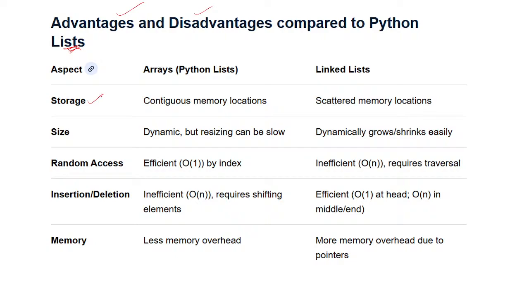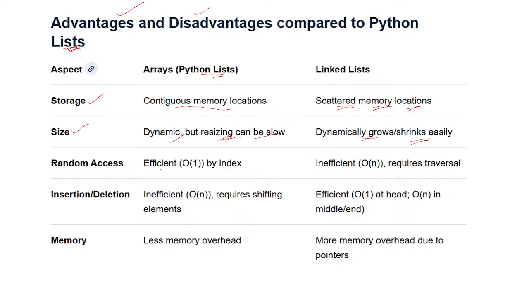First, in terms of storage, generally the Python list occupies contiguous memory locations, whereas the linked list is stored at different locations, that is called scattered memory locations. Then size: it is dynamic, but resizing can be slow. Even though lists are dynamic, when the list is already full, resizing becomes slow here. But the linked list grows or shrinks dynamically, which is very easy.